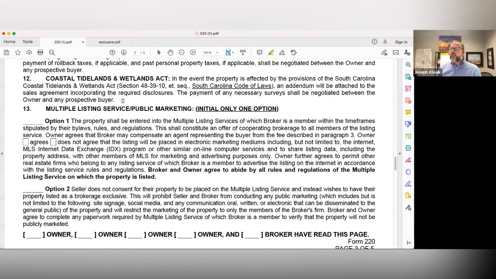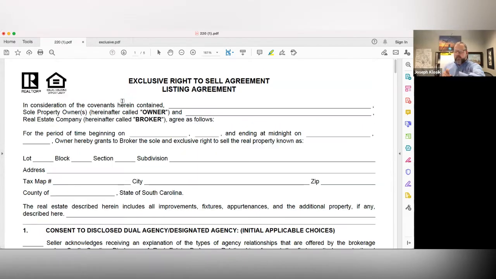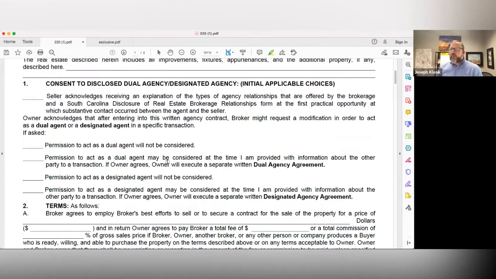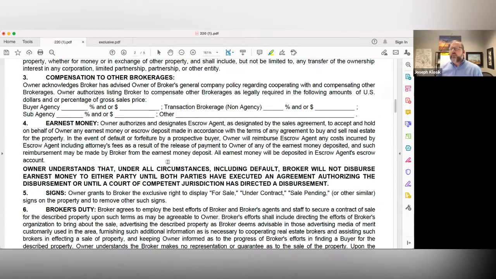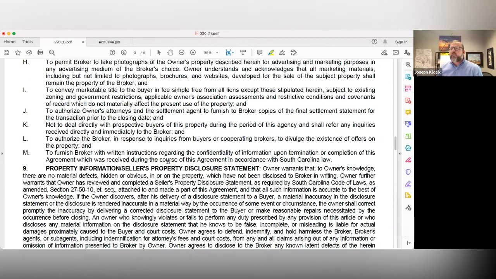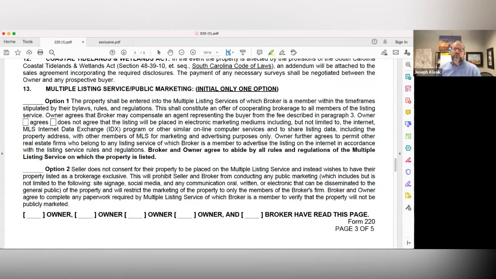Jump back to the beginning really quickly. Let's just say today's the day. You've met with them. They want to go on the market September 1. You're good to go. You basically said, hey, for the time period beginning on September 1 and ending at the end of the year, that's where you would put all of this. That's a pretty easy one, right? Then you would fill out the rest of the listing agreement as you normally would until you get down to Section 13. Now in Section 13, this gives you the two options that you have as it relates to the multiple listing service and public marketing.